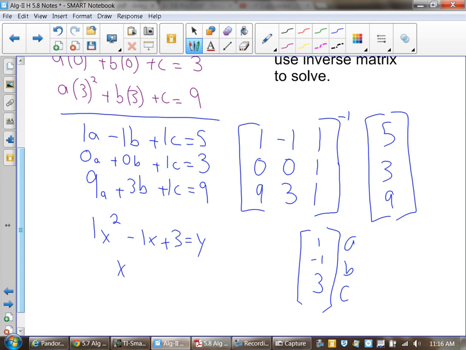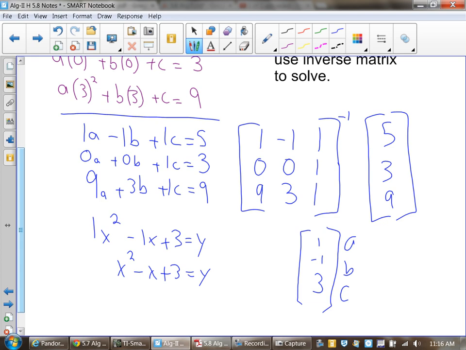So in short form, it would be x squared minus x plus 3 is y. I think that's your answer. You're solving for your coefficients A, B, and C by creating a system. Okay? So that's the final answer.